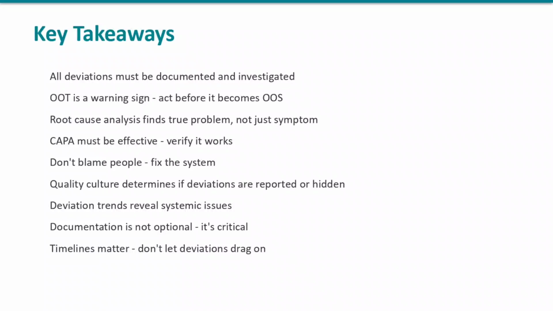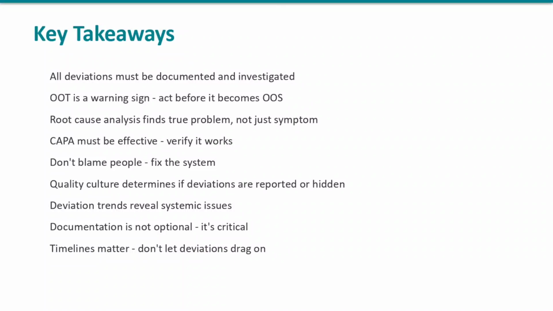All deviations must be documented and investigated. OOT is a warning sign. Act before it becomes OOS. Root cause analysis finds the true problem, not just the symptom. CAPA must be effective, verify it works. Don't blame people, fix the system.